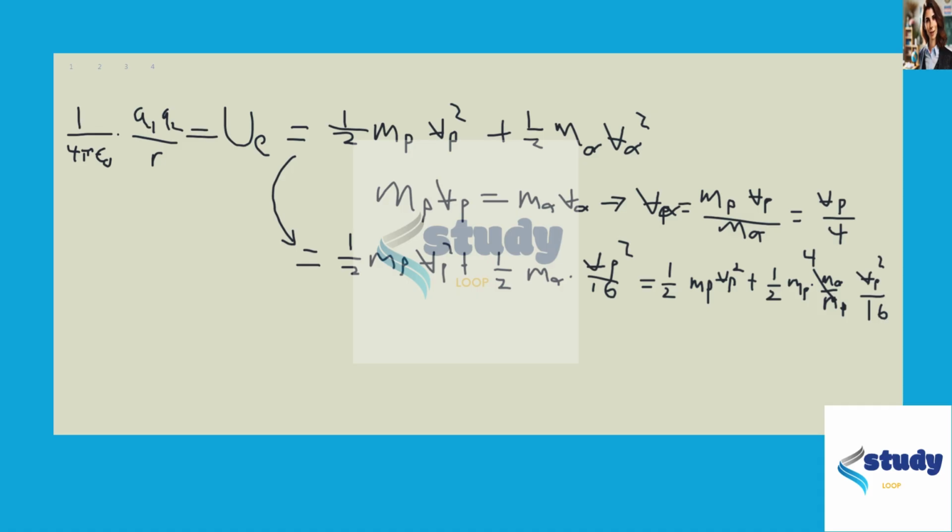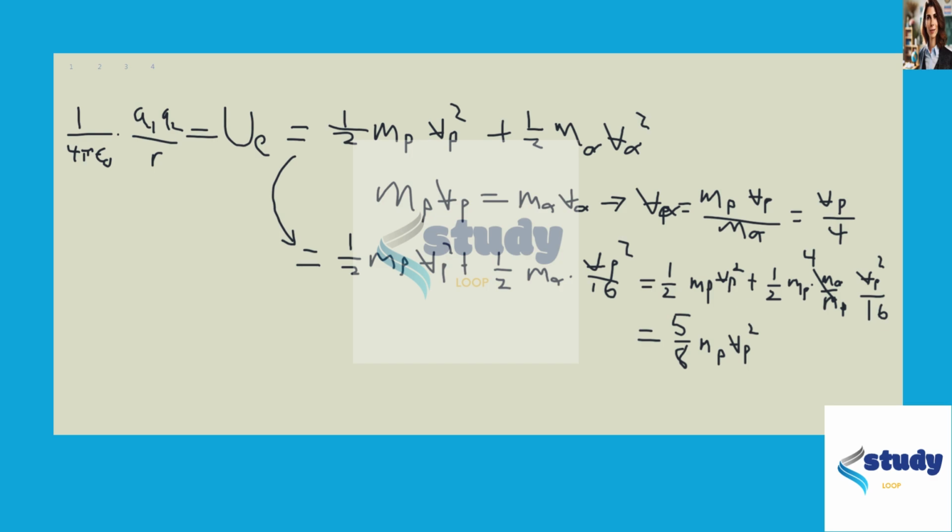So this is just 1/2 times these two things. This is, excuse me, 4 divided by 2 times 16. So 4 divided by 16 is 1/4. So this constant factor is 1/8. So we need to add 1/2 here and 1/8 here, which is 4/8 plus 1/8, which is 5/8. So this is 5 divided by 8 m proton v proton squared.